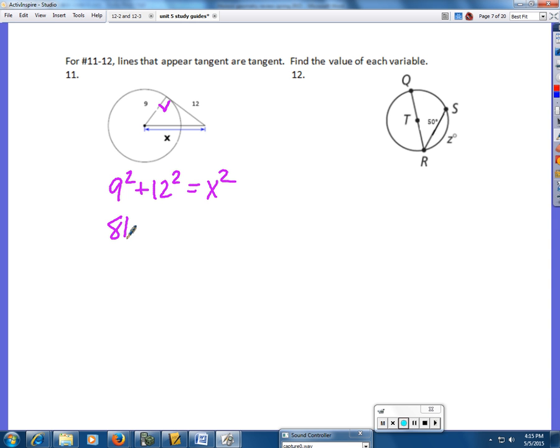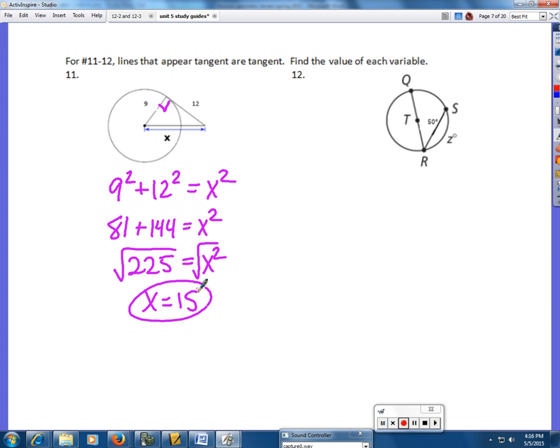So I have 81 plus 144. And 81 plus 144 is 225. So I have 225 is equal to x squared. Well, I don't want x squared, I want x. So I have to take the square root of both sides, which makes x equal to 15. And it says just to find the value of the variable, so I don't have to do any more than that.